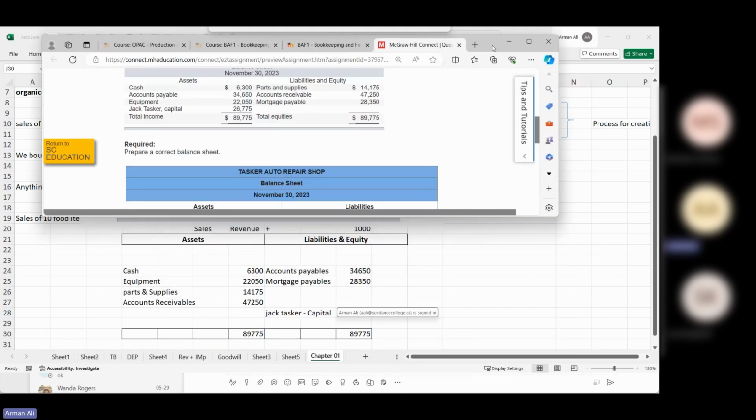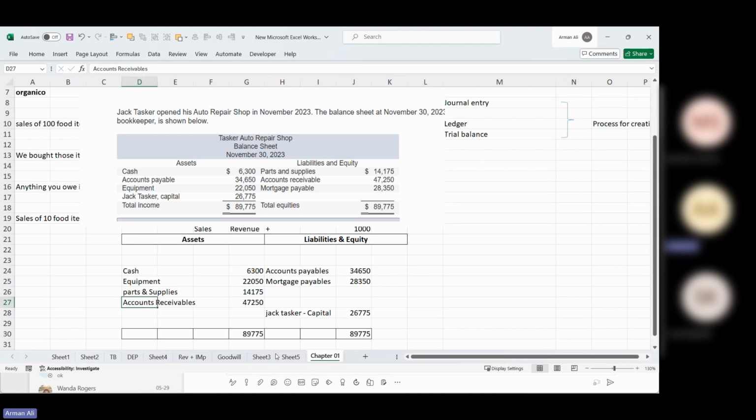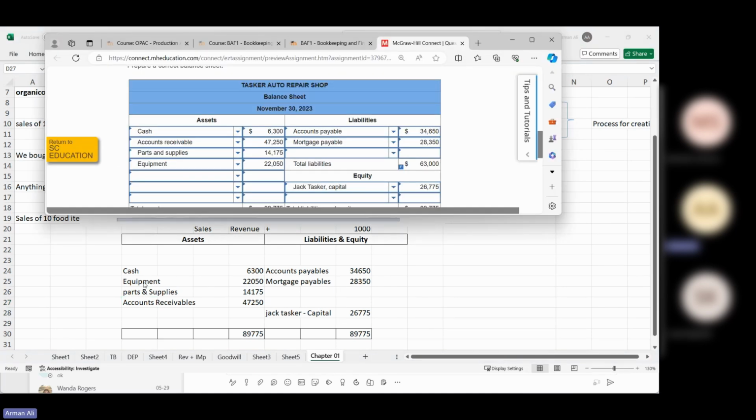This much. So my solution was cash, accounts receivable, cash, accounts, oh, oops. Cash, accounts receivable, parts and supplies and equipment, accounts payable, mortgage payable, total liabilities was coming. They're just adding these two things up.